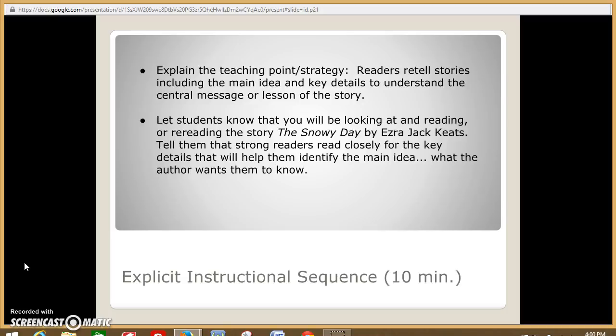The instructional sequence will take 5 to 10 minutes. During this portion of the lesson, you will tell students that you will be looking at and reading or rereading the story The Snowy Day by Ezra Jack Keats. Tell them that strong readers read closely for key details that will help them identify the main idea, what the author wants them to know.